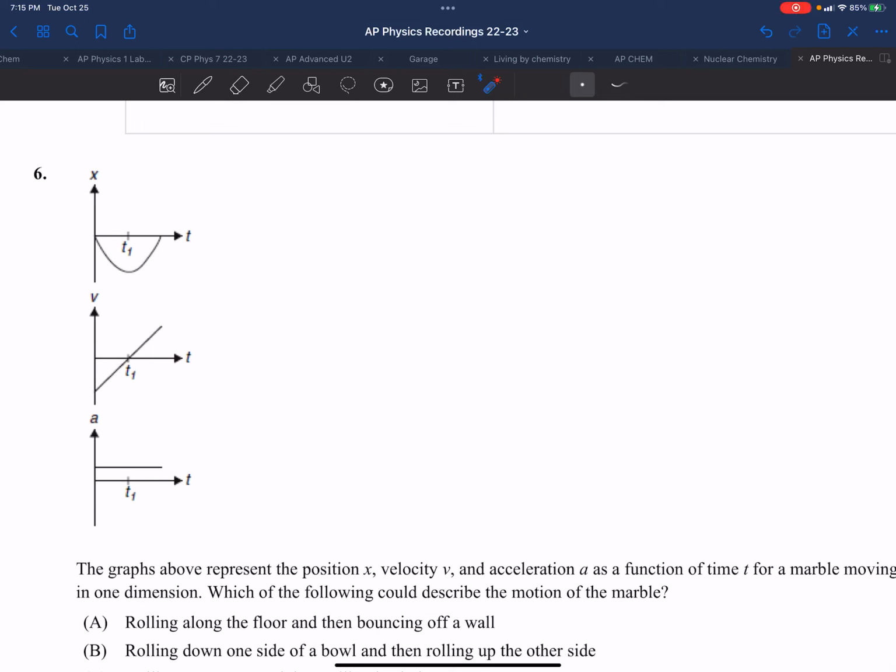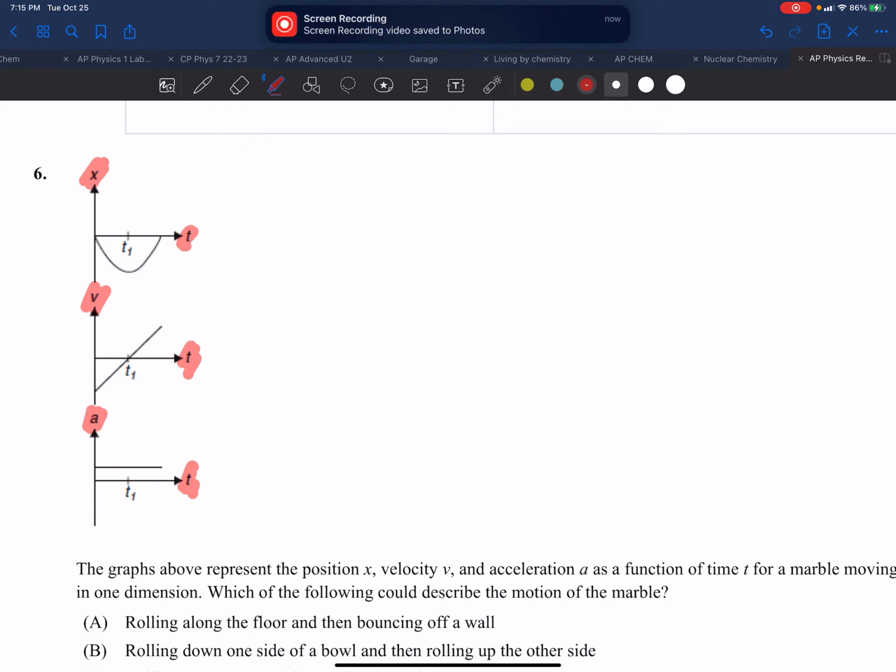So in this question, we have three graphs. And what we might notice about the first one is it's an xt graph. The next one is a vt graph, and this one's an at graph. So we might suspect these are about the same phenomenon.